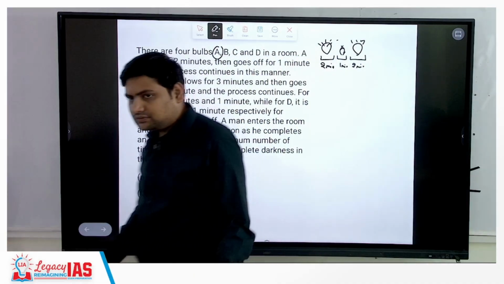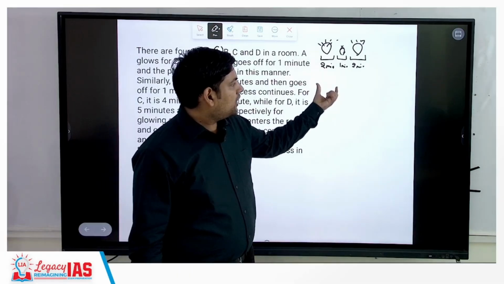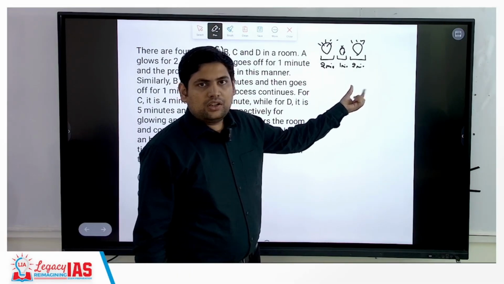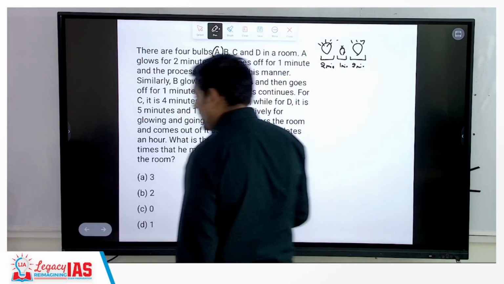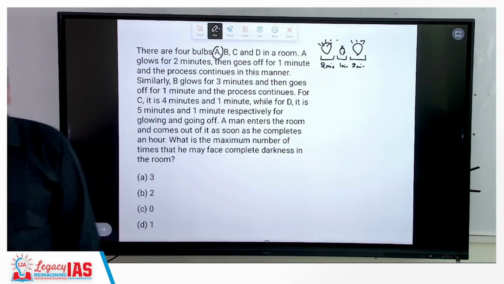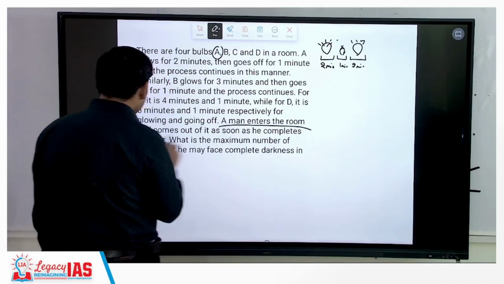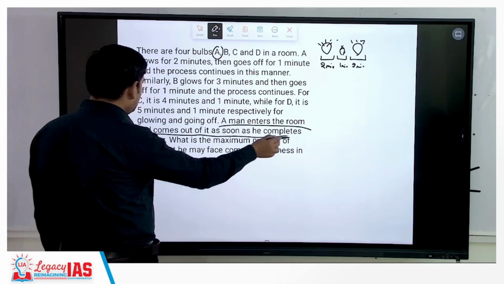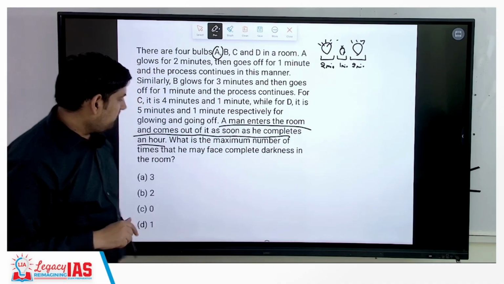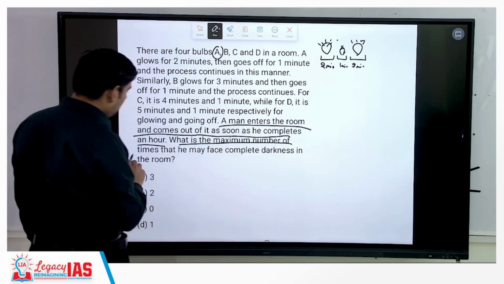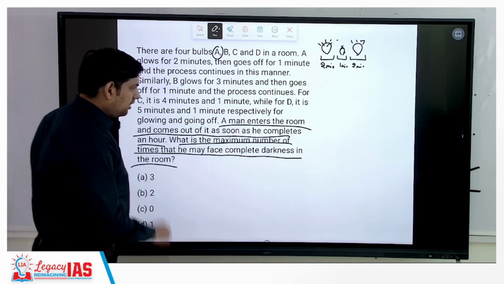Now, you understood this? Similarly, the other one B will glow for 3 minutes, then 1 minute it won't glow, then 3 minutes it will glow, and goes like this. So different bulbs are glowing at different times and taking intervals at different times. Now, it says a man enters the room and comes out as soon as he completes 1 hour. So a man is inside the room for 1 hour. Now, what is the maximum number of times that he may face complete darkness in the room?